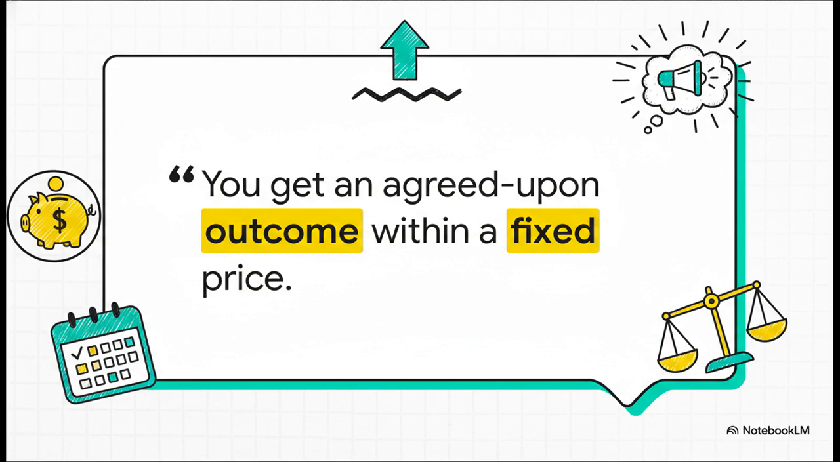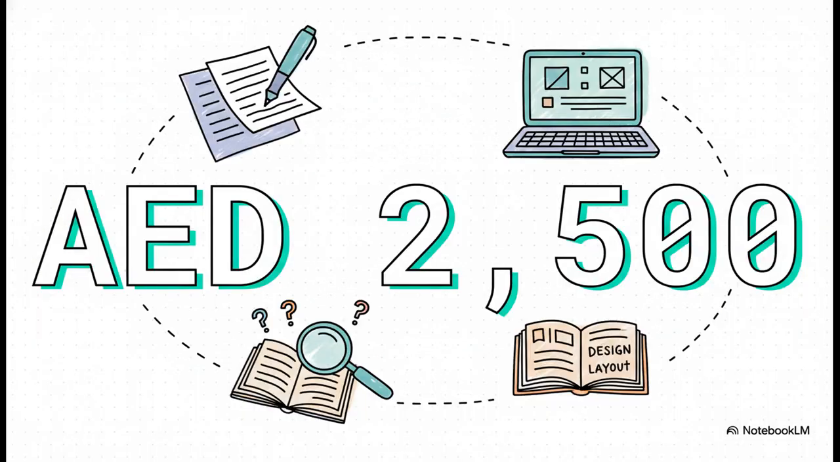The value is in the predictability. No surprise costs, no tracking hours or words. You're paying for a specific outcome, delivered within a fixed budget. It's really that simple. This example really shows the all-in-one nature of this model. So the price for a white paper doesn't just cover the writing. It also includes the research, maybe even the design layout. It's a complete package deal.